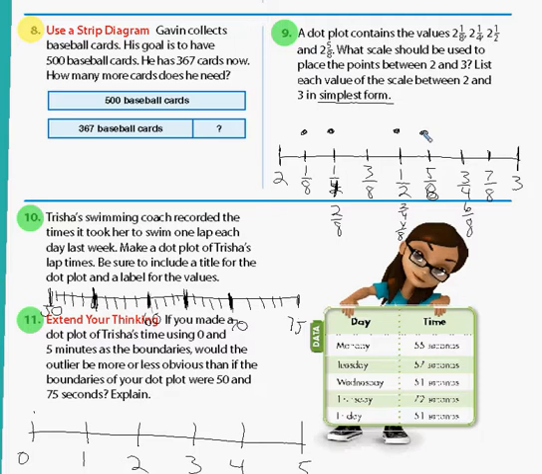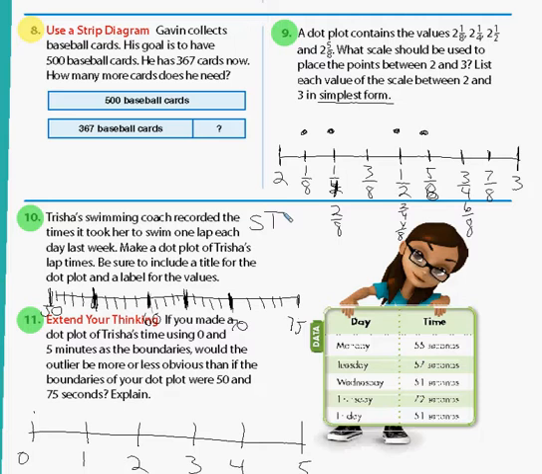Question number 10. Okay, Trisha's swimming coach recorded the times it took her to swim 1 lap each day last week. Make a dot plot of Trisha's lap times. Be sure to include the title for the dot plot and labels for the values. So the title would be Trisha's swim times. I'm just going to abbreviate swim times.